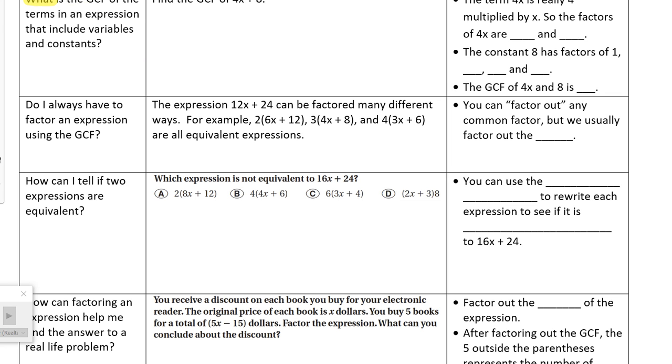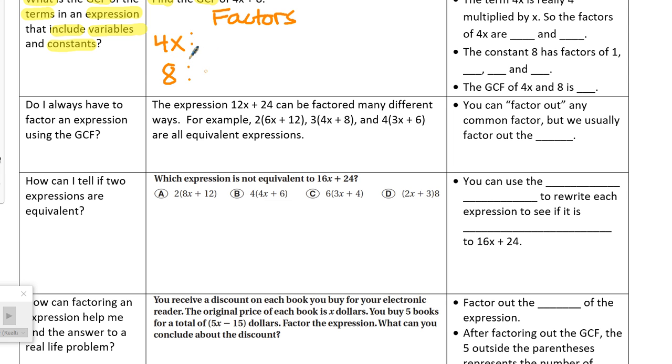What is the GCF of the terms in an expression that include variables and constants? This says find the GCF of 4x plus 8. So what's different here? Instead of just 4 plus 8, you have 4x plus 8. Well, we're still going to list out the factors the same way in order to find the GCF. We're still going to have 4x, and we're still going to have 8. We'll start with 8 because that's what we're used to.